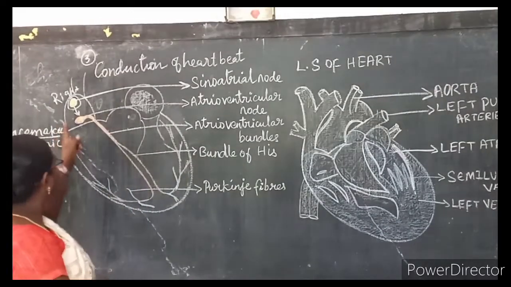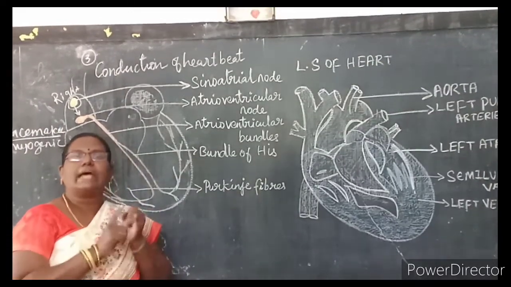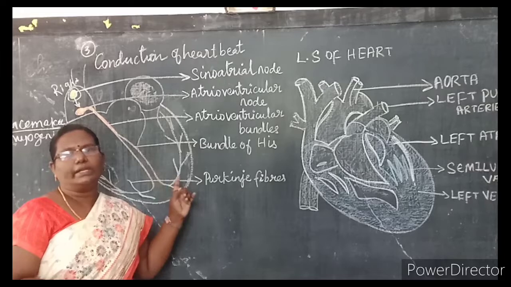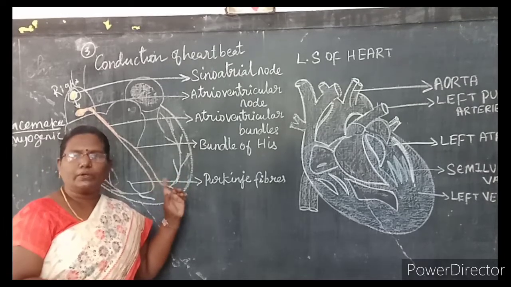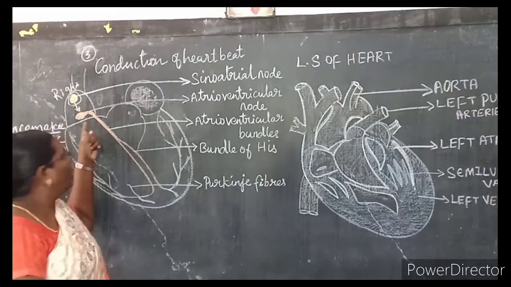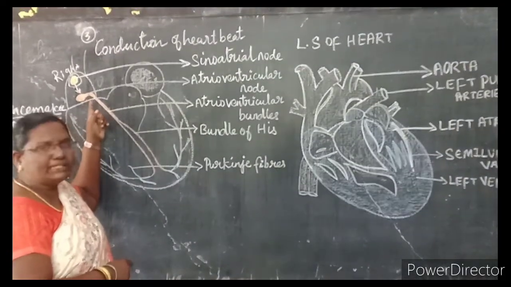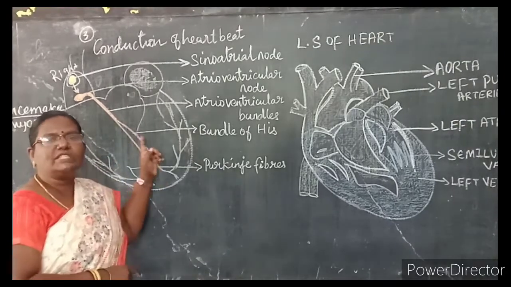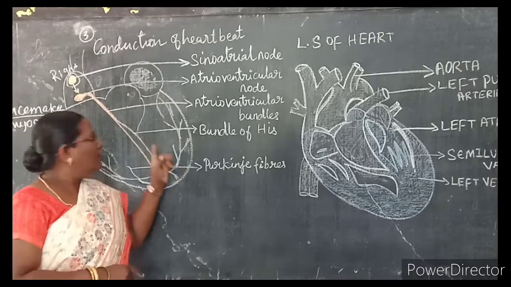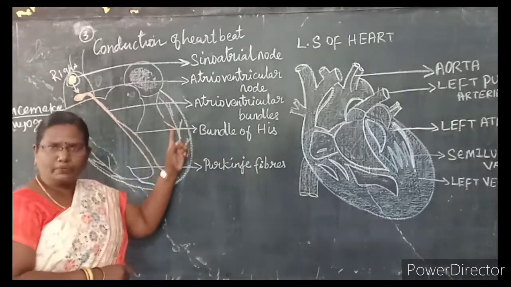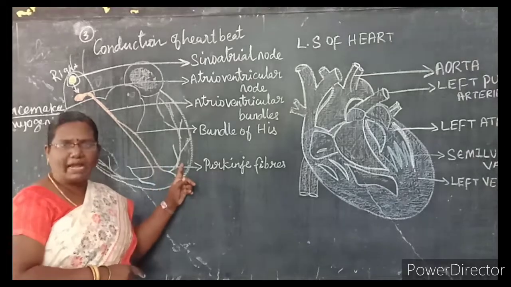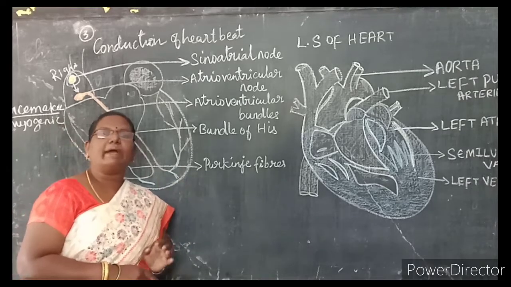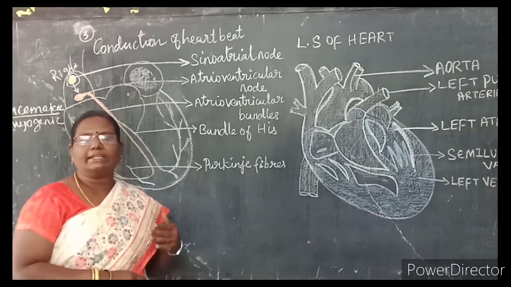Where does the contraction of the entire heart start? It starts with the sino-auricular node. Where is the sino-auricular node located? It is located on the right auricle. The impulse is passed to the auriculoventricular node, then to the interventricular septum, where it divides into two branches. These branches are known as the bundle of His. It enters the ventricles and divides further into many branches, known as Purkinje fibers.